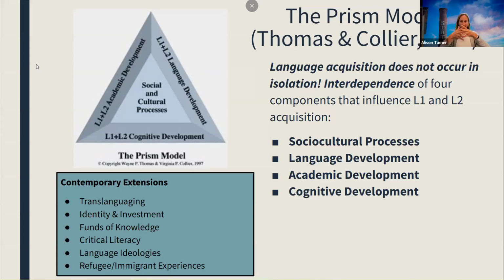If you take a look at this prism and think about how light would refract through a prism, it's similar here. Their success, their acquisition of language, is going to be the culminating effect of multiple factors, not just one factor. And at the heart of it, in the very center, are social and cultural processes. We'll talk about each of these. This is what's going on in the lives of our learners at home, at school, in society.